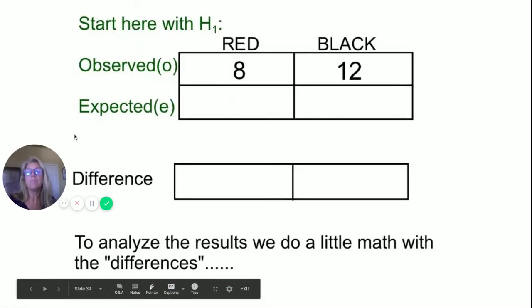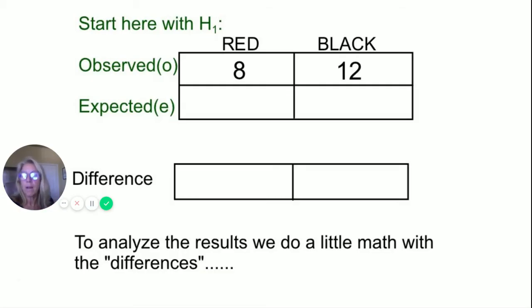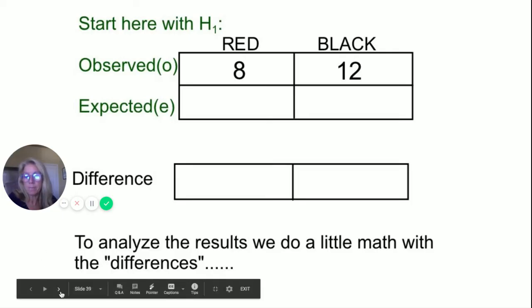So if I observed 8 red, 12 black, I need to know how far off I am. So I would then fill out what I expected. I expected 10 for both red and black. What is the difference between that? Just do the math. 8 minus 10 is minus 2. That would be what you'd put in the difference. And 12 minus 10 is plus 2. So now I know how far I'm off from what I expected.